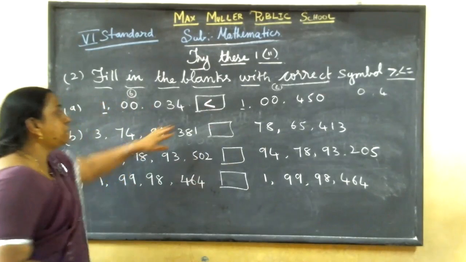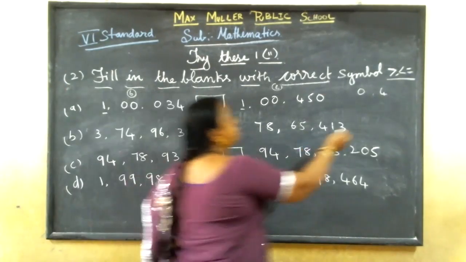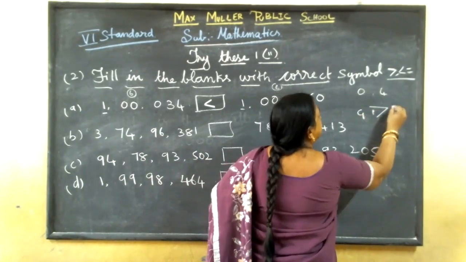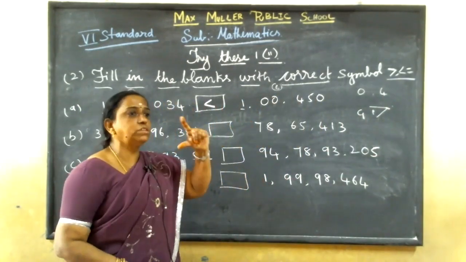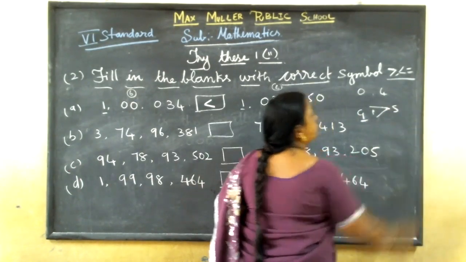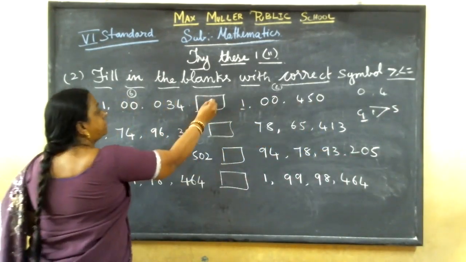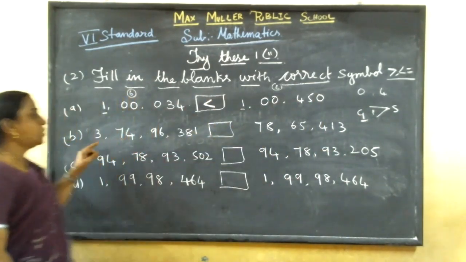Do you understand? Many will still get confused about which side is greater and which is smaller. See, the open side is greater. Keep the crocodile mouth in your mind: if the mouth is open, the open side is greater, the closed side is smaller. Clear? Now which sign should you write? This is smaller than this.